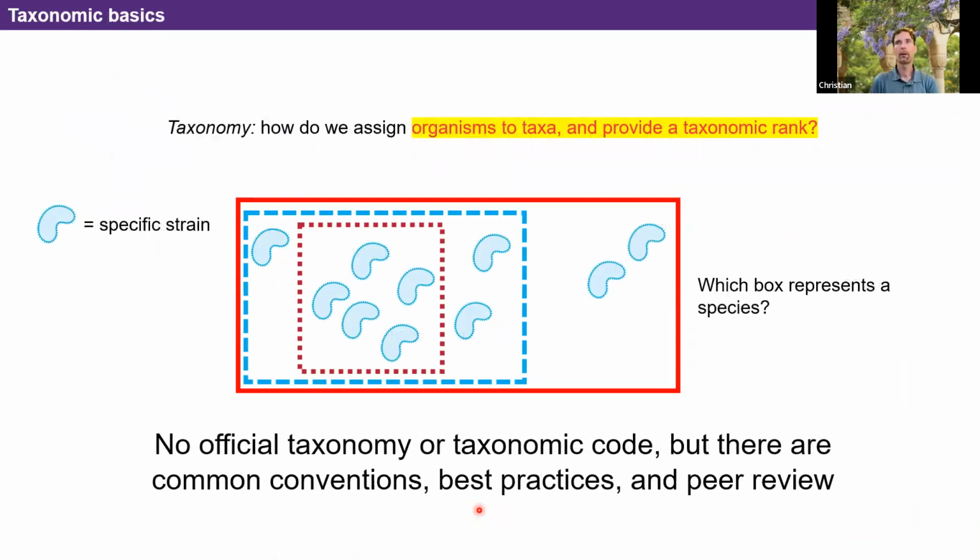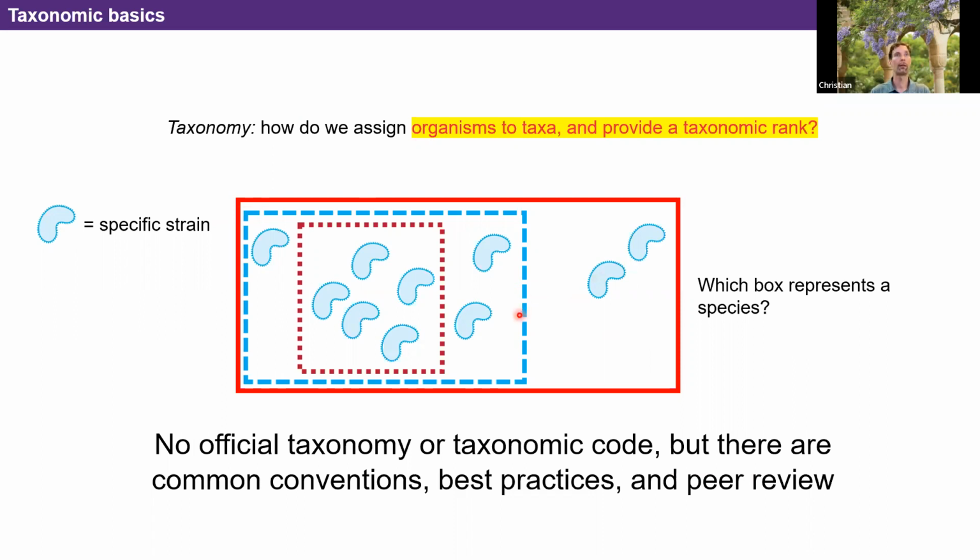As we said, taxonomy is there so we can assign organisms to taxa and also provide taxonomic ranks, right? We had this example here showing that taxonomy means which box represents the species, right? And again, there's no official taxonomy or taxonomic code, but there are common conventions and best practice in the field, and of course all the papers and manuscripts are peer reviewed, so that kind of reinforces this best practice. But that's probably a very difficult question, right? Which box represents the species?